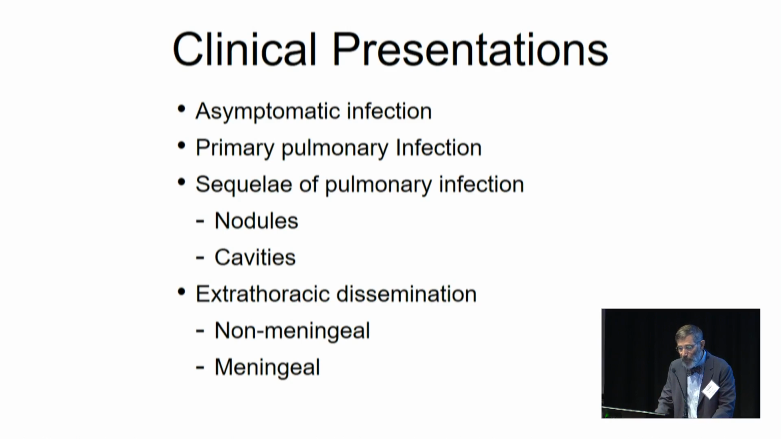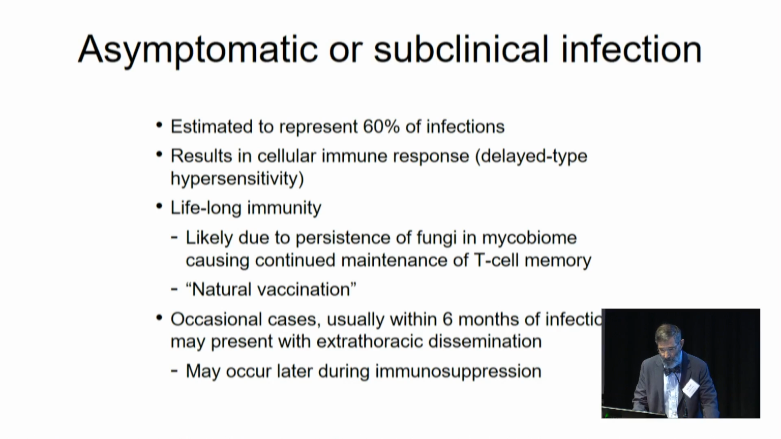So these are the clinical presentations I'm going to discuss, and I'll just get into them. So the first is asymptomatic or subclinical infection. We've said that's 60%. Patients get a robust cellular immune response, and this should, in most patients, result in lifelong immunity because the fungus persists, and that keeps reminding T-cell memory that it's there. And so I tell my patients, you've been naturally infected. In fact, I tell them now that they're native Arizonans because they have a little bit of Arizona in them.